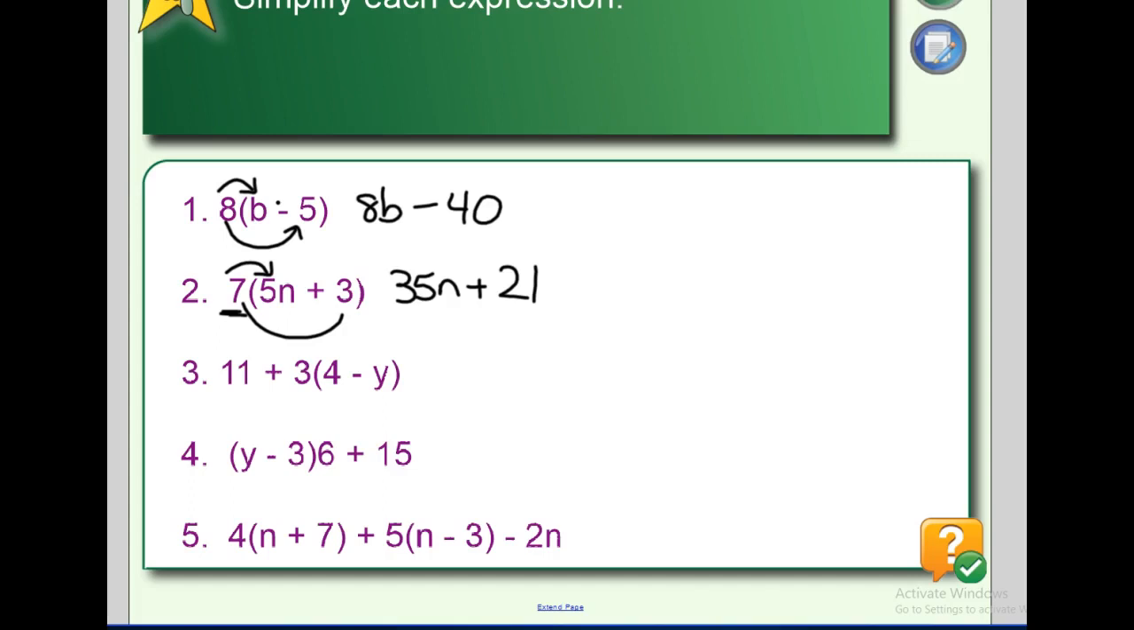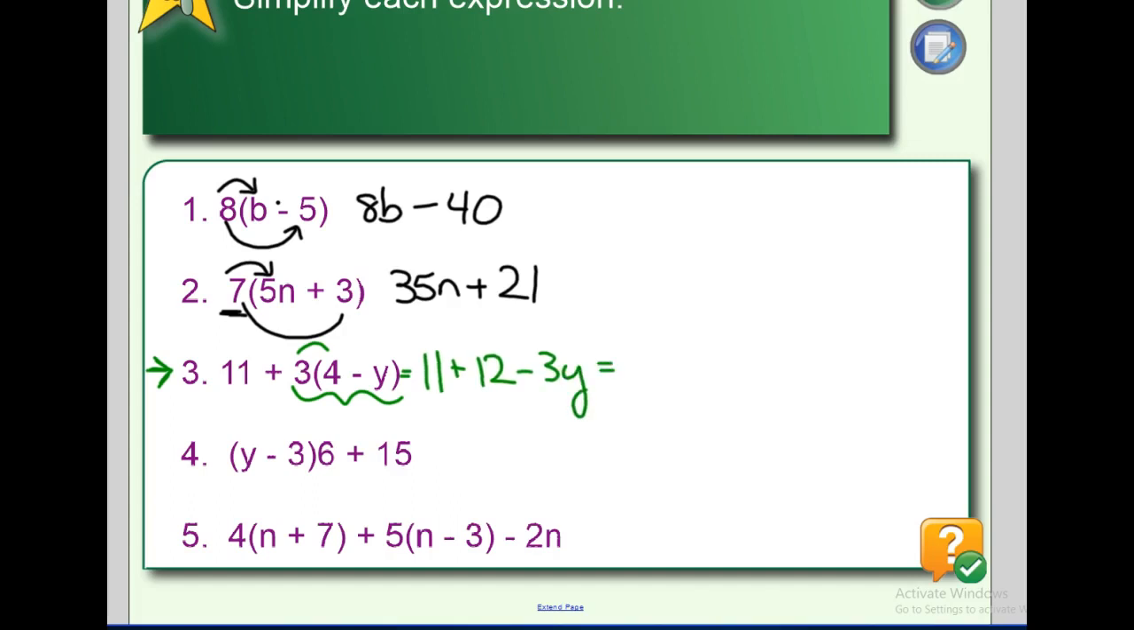Now look at number 3. If you look at number 3, you notice we've got some extra baggage here besides our distributive property. Well, I still need to take care of parentheses first because of PEMDAS, so this is going to be 11 plus 3 times 4 is 12. And then 3 times negative y is negative 3y.